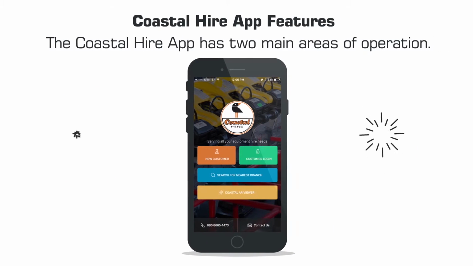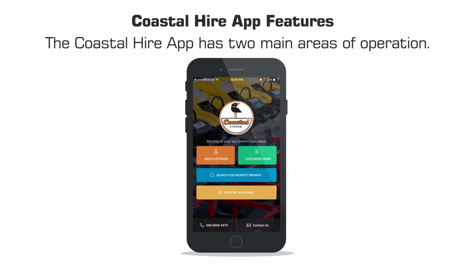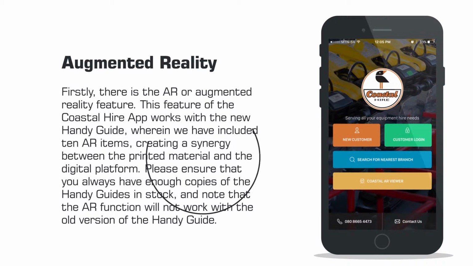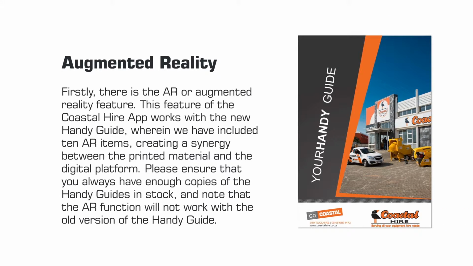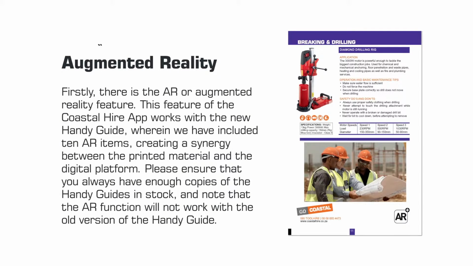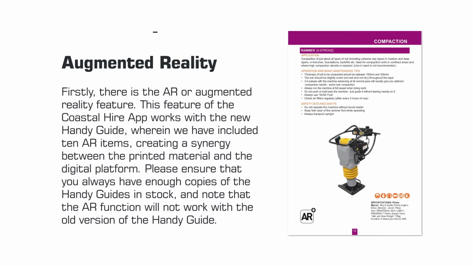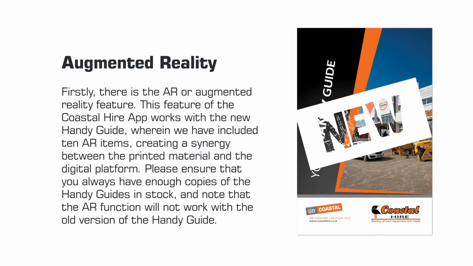The Coastal Hire app has two main areas of operation. Firstly is the AR or augmented reality feature. This feature of the Coastal Hire app works with the new Handy Guide, wherein we have included 10 AR items, creating a synergy between the printed material and the digital platform. Please ensure that you always have enough copies of the Handy Guide in stock, and note that the AR function will not work with the old version of the Handy Guide.